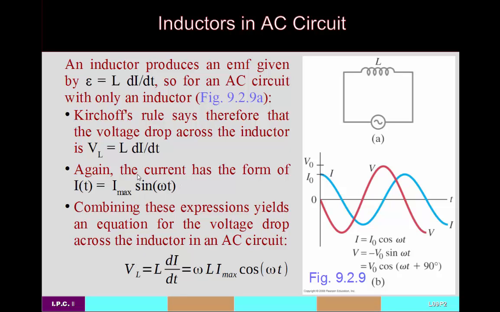Basically, you're taking the derivative of this expression with respect to time. Omega is constant and the maximum current is constant, so really you have a derivative of sine omega t with respect to t, and that would be omega times cosine of omega t. So you end up getting that the voltage drop across the inductor is the angular frequency of this AC signal times the inductance times the maximum current from the AC signal times the cosine of omega t.